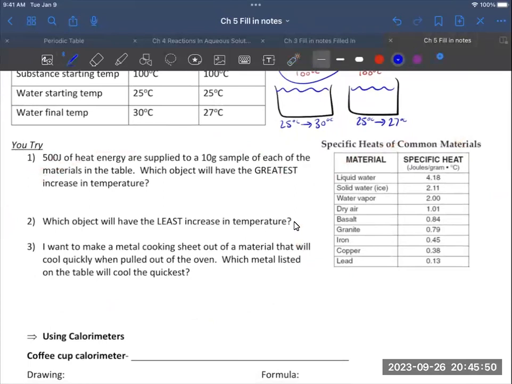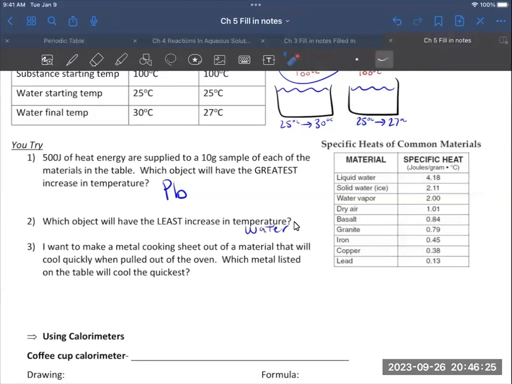Okay, for question number 1, you should have said that lead is going to have the greatest increase in temperature. If you notice, lead has the smallest specific heat, which means it requires the least amount of heat to enter the substance before we see a change in temperature. So all it takes is a little bit of heat, and all of a sudden the temperature of lead has already increased. Meanwhile, with water, you have to put a ton of heat in order to get its temperature to change. Which answers question number 2: water would have the smallest increase in temperature.